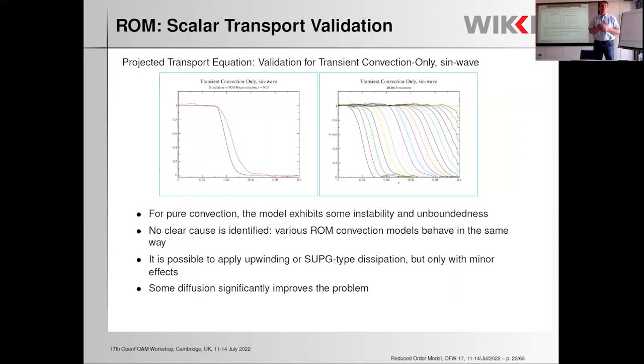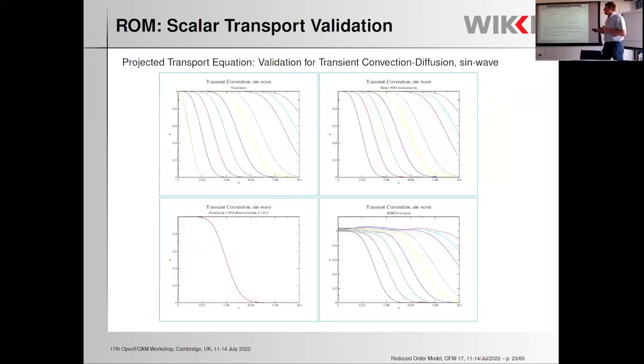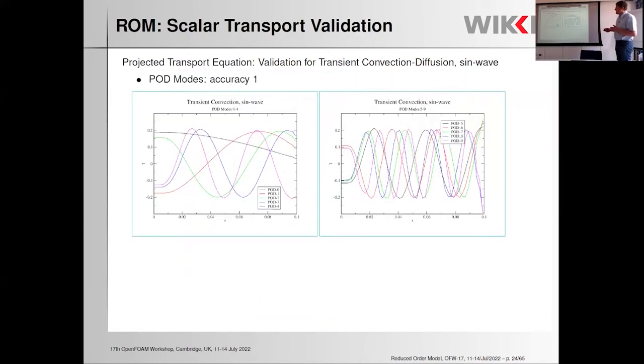Okay, does that work in more than 1D? Of course it does. Okay, so again here you have the basis for the POD of convection and convection diffusion transport, and you can see that they are quite wiggly. Here I go all the way to POD9 because the system does not behave as well for pure convection as it does for pure diffusion.